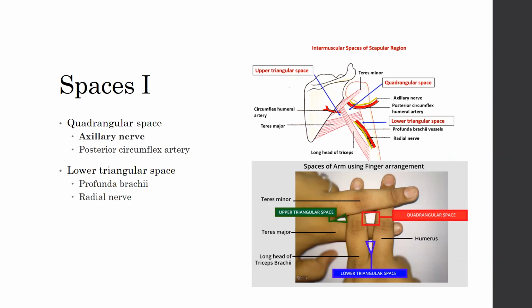And these form three important spaces, the most important being the quadrangular space formed by that little squarish thing right there. And that passes the axillary nerve and the posterior circumflex humeral artery. Those two are really important structures where you need to know where they pass through. The lower triangular space passes the radial nerve and the deep brachial artery. But this is a really important space and it's really easy to remember how it works.